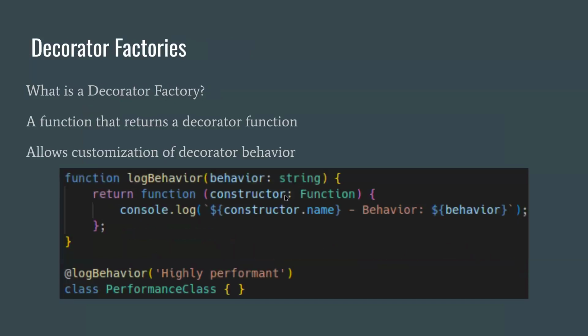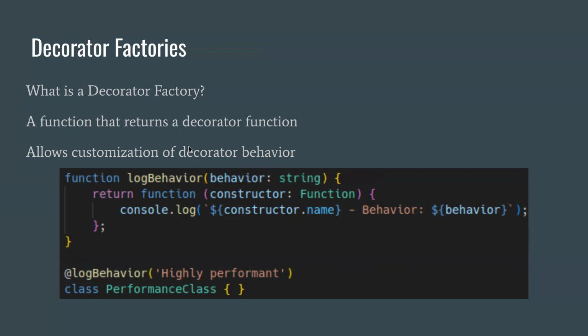Decorator factories. A decorator factory is a way to create a decorator that can be customized when it's applied to a declaration. Instead of writing a decorator that only performs a fixed task, a decorator factory returns a decorator function configured to your specifications.